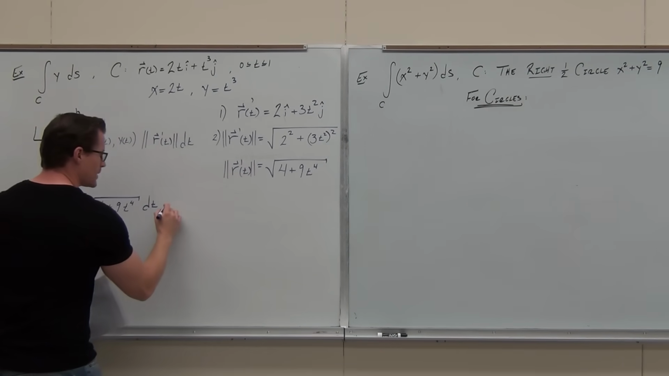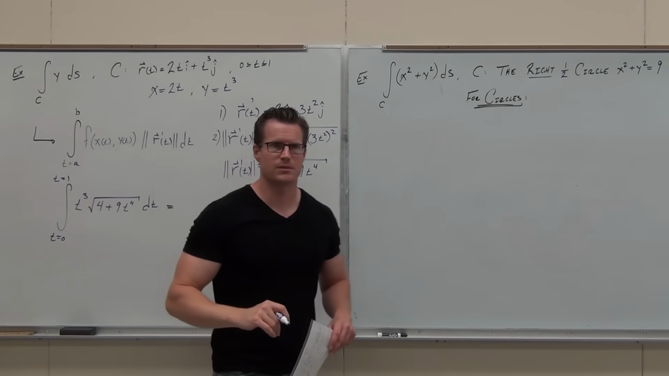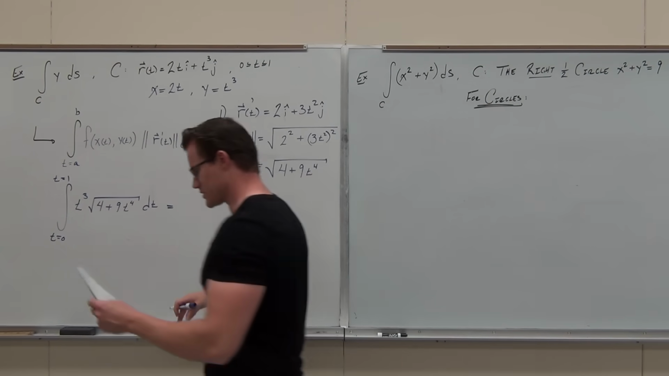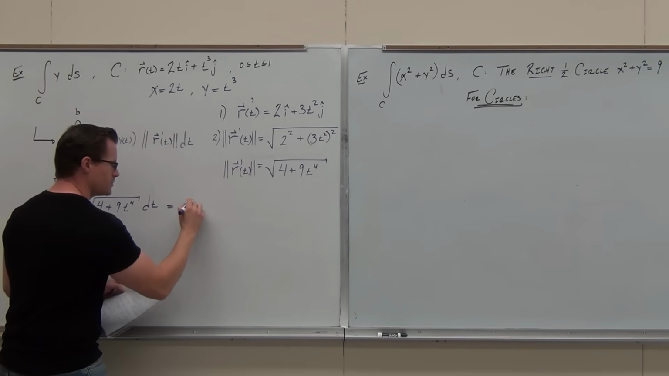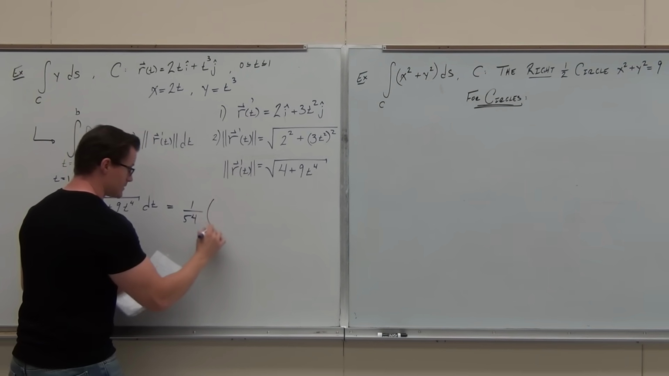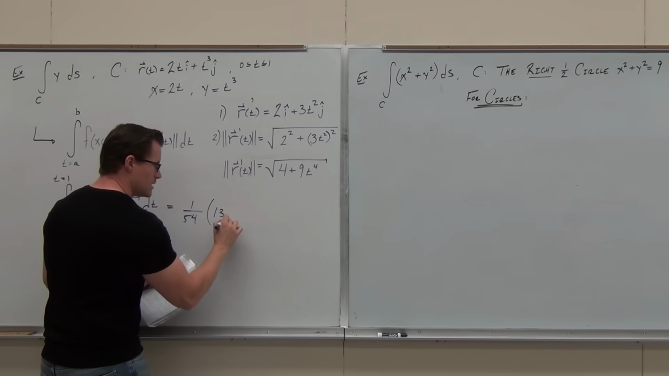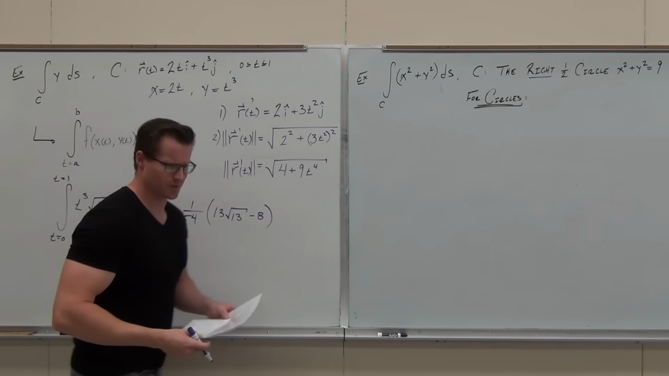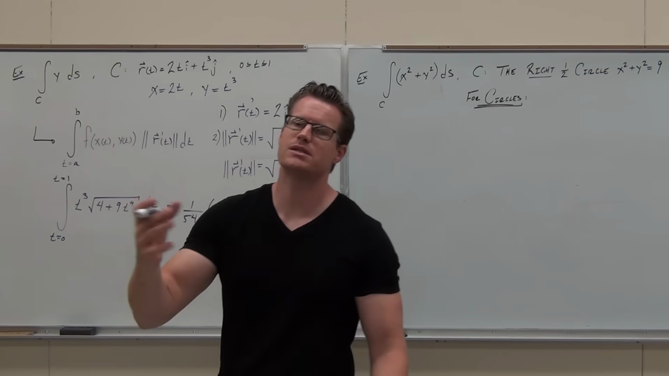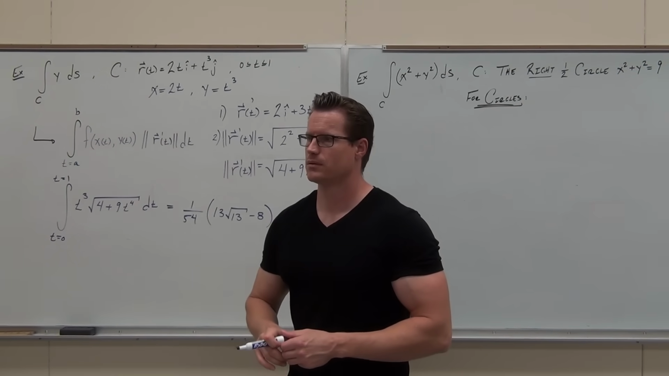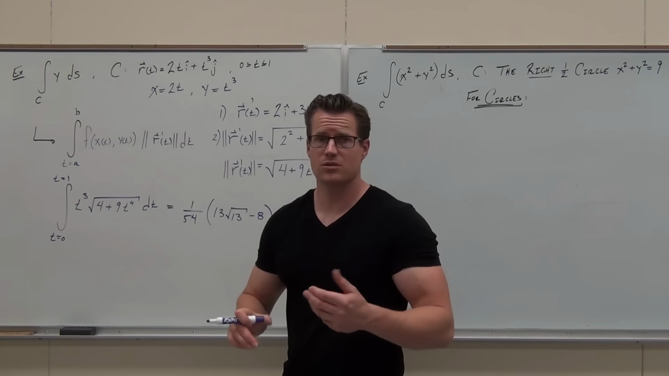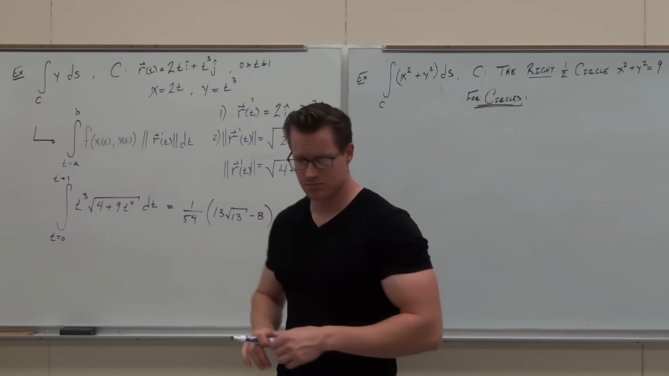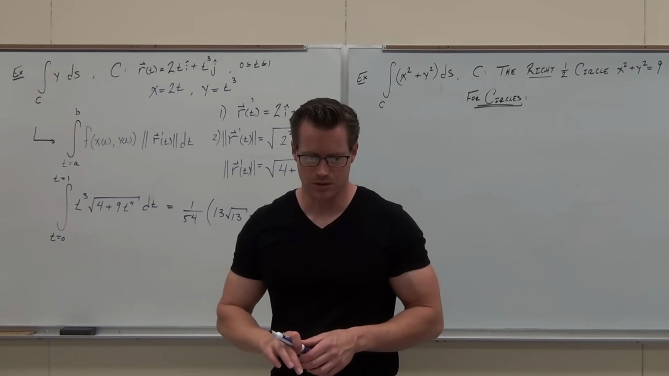I'm not going to do any of these for you. This is literally Calc 1, okay? You can do u subs and change bounds. Your answer ends up being 1/54th, and it's nasty too, 13 root 13 minus 8. What does that stand for? Mass of the wire. If that's the mass density function, then that's the mass of the wire.